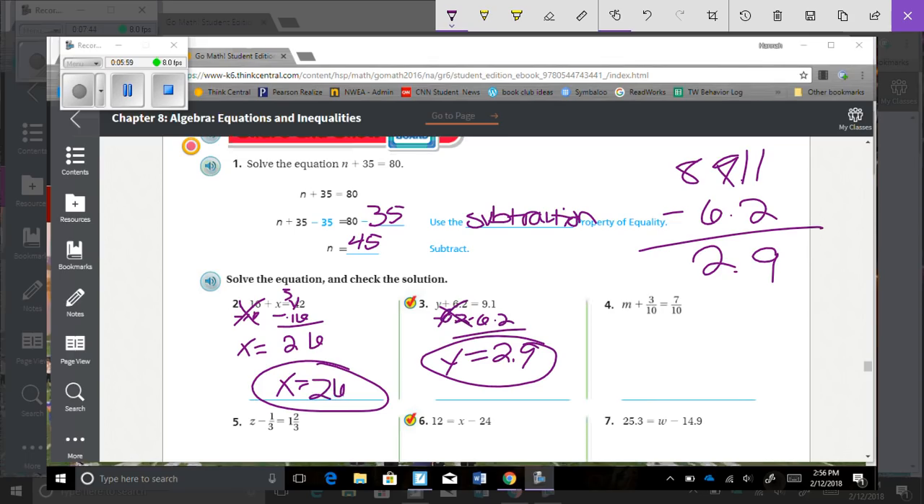Number 4, m plus 3/10 equals 7/10. So I'm going to subtract 3/10, which gets rid of that. 7/10 minus 3/10 equals 7 minus 3, which is 4, so 4/10, leaving the denominator the same. Or you could simplify, which I would suggest. Divide the numerator by 2, which is 2, and the denominator divided by 2 is 5. So m equals 2/5.